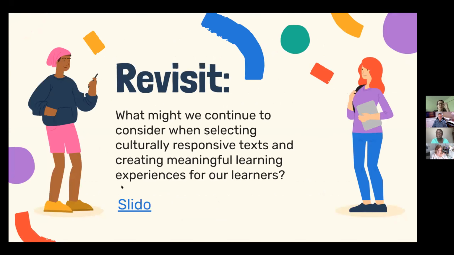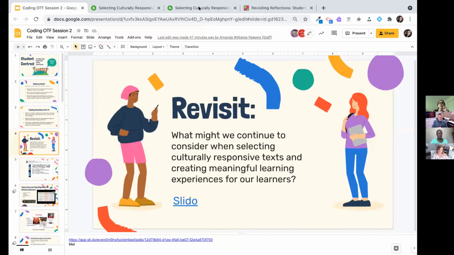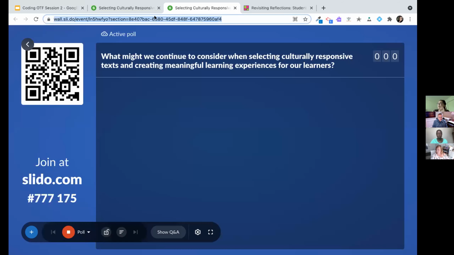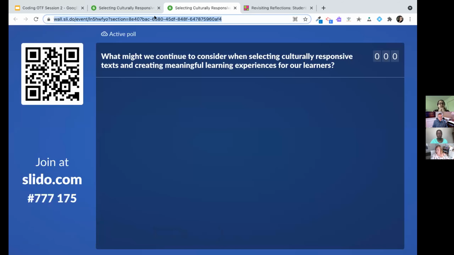Absolutely. So again, we're going to do a word cloud. And again, to revisit, what might we continue to consider when selecting culturally responsive texts and creating meaningful learning experiences for our learners? So we're going to use a tool similar to Mentimeter that we used last week. And I've never actually used this tool before. So I thought, what a better opportunity to use a tool that you've never used before with a new presentation. So we're risk takers on this team. High five, everyone. So we're going to try this. This tool is called Slido. If Amanda and Mishelle can post the link. So again, yeah, perfect. So let's open it up here. So there, that's where your answers will show up if hopefully you are able to join.